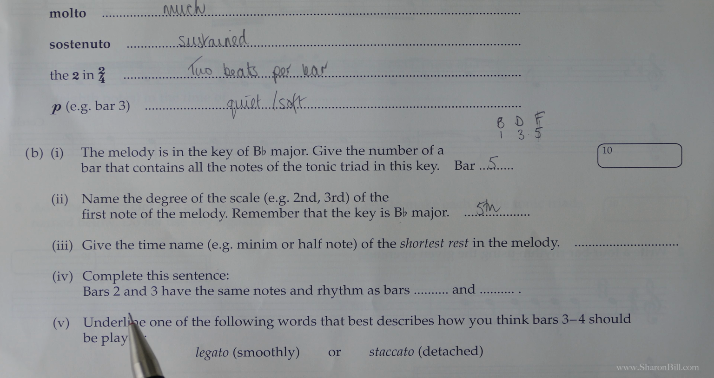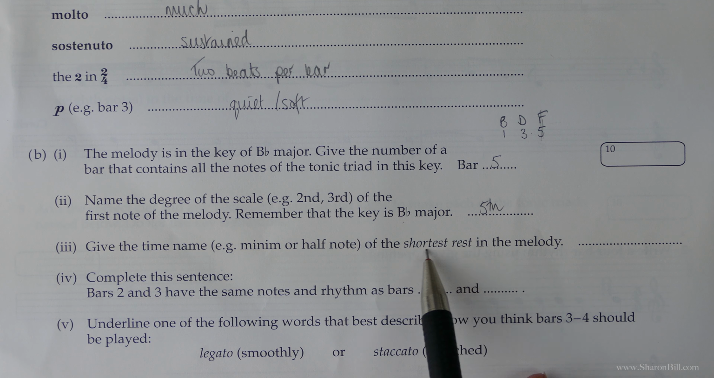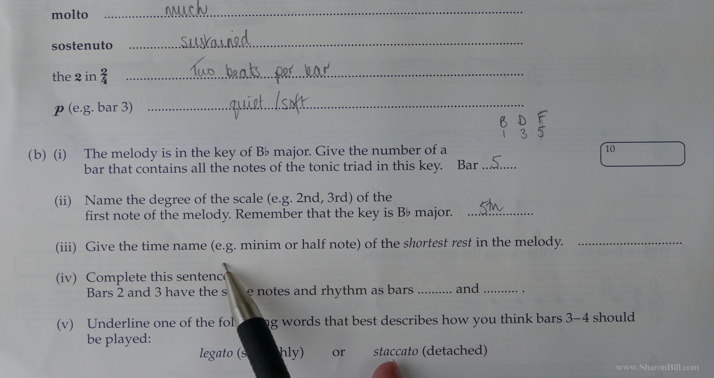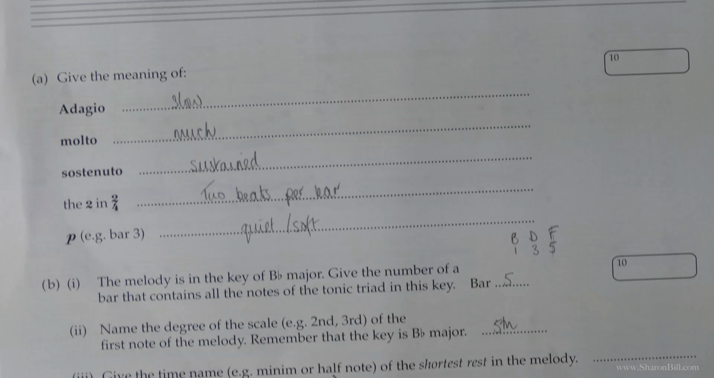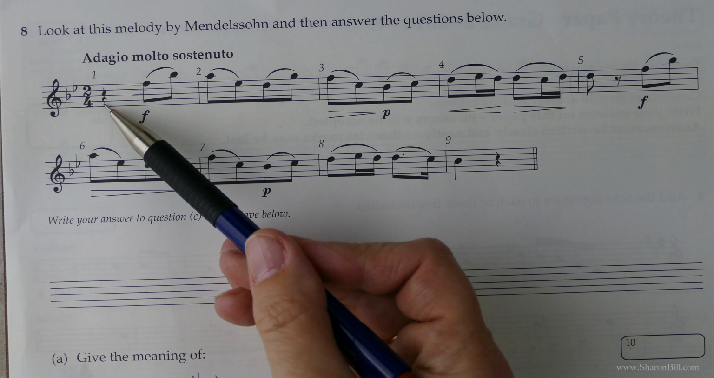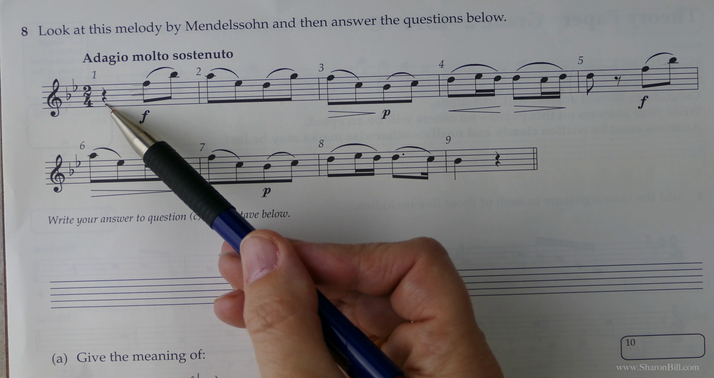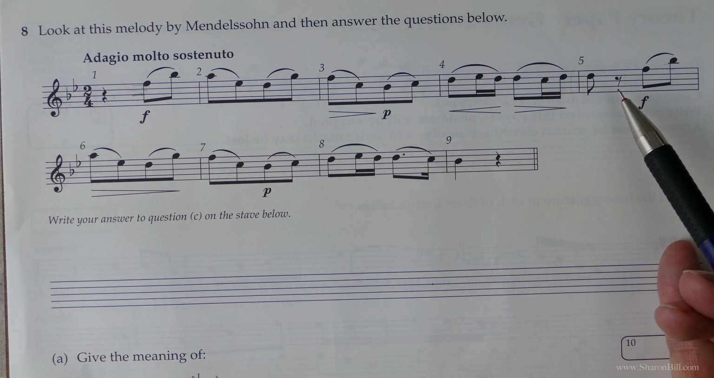So now just a little bit of glancing through. We've got to find the shortest rest in the melody and give it its proper name. So we have a crotchet, a 1 beat rest here, or a quarter note, but this one is shorter.